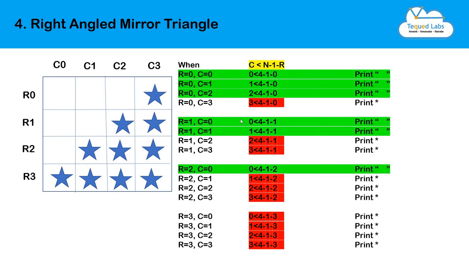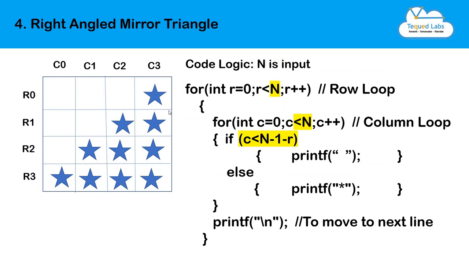Moving on to the next row. Again, after repeated substitutions, we get to know that whenever this condition is true, we print an empty space. Whenever this condition is false, you print a star. So this gives you a right-angled mirror triangle.